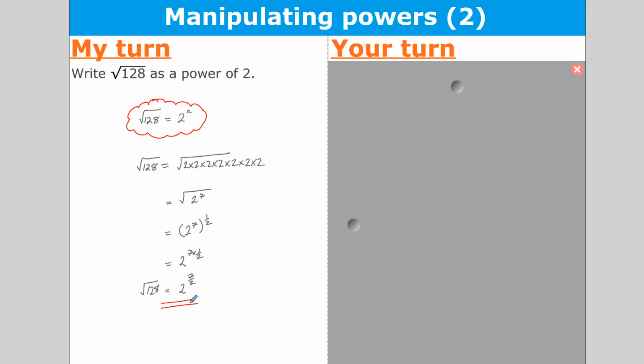This flexibility, guys, this ability to just manipulate between powers and surds, absolutely crucial for A levels. So that's why we're starting here and practicing.